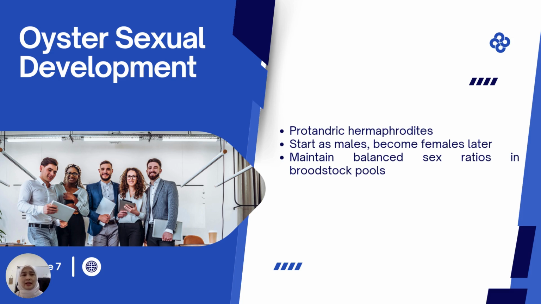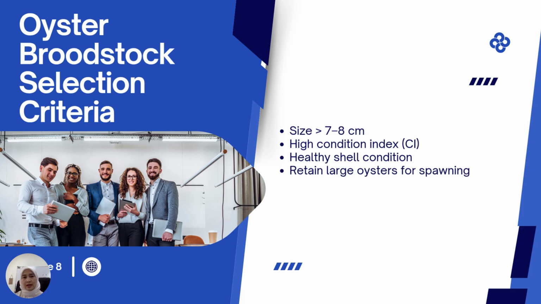All right, so this is the last species for today's topic. So we come to the oyster part. For the sexual development, we know that oyster is a protandric hermaphrodite, which means that they change sex later in their life. Generally, they will start as males, and at some point in their lifetime, they will become females, and from this they could maintain a balanced sex ratio in the broodstock pools.